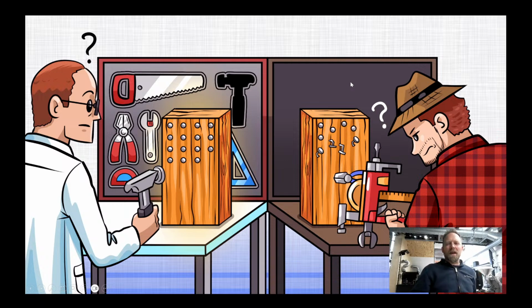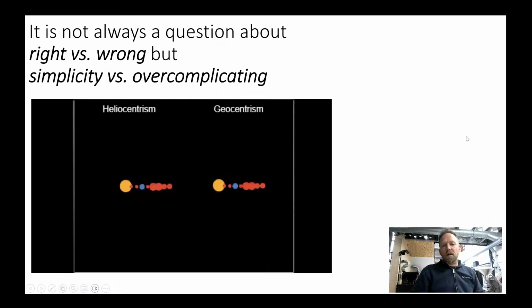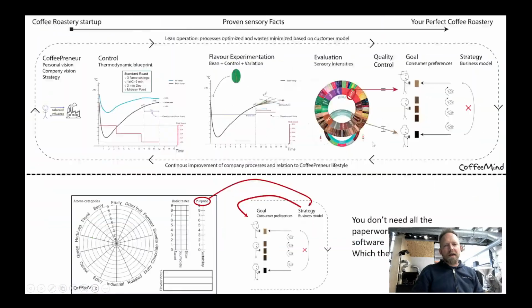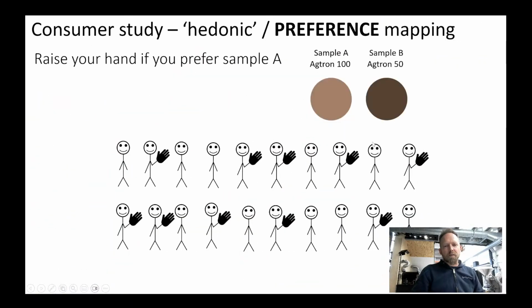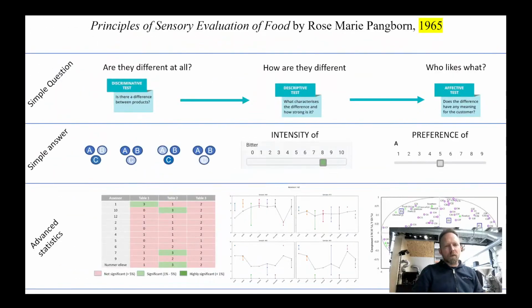So that's just a way of trying to illustrate what happens if you try to violate the classics by making your own overcomplicated forms that don't have this simple question, simple answer, in specific stages. First you answer one, then you go to the next, because if there's no difference at all, why would you try to describe them?